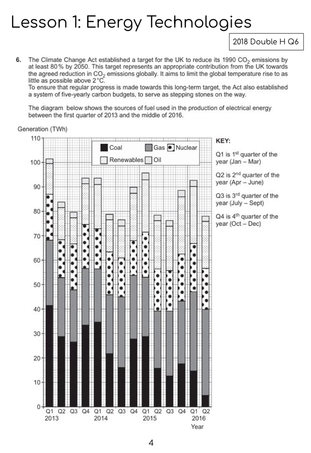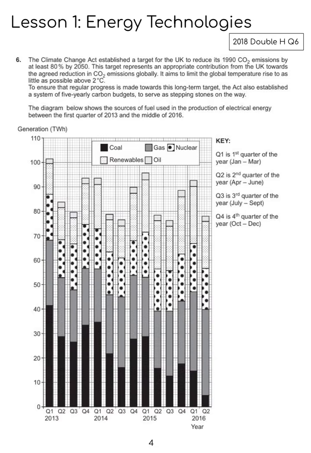And at the bottom, we've got all the years 2013 to 2016, and the Q stands for quarters of the year. Then we've got all these different colours or patterns to show us what's going on. We've got coal in black, grey is for gas, spotted as nuclear, dashed as renewables, and then oil right at the top.